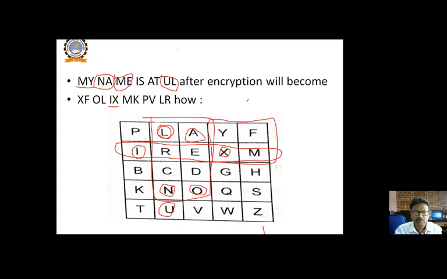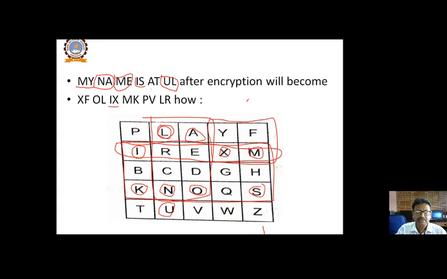Let us take another example. IS. Where is I? I is here. And where is S? S is here. So what we will do? We will frame a rectangle. This rectangle will be like this. So I will be replaced by the same row element but the corner of the rectangle, that is M. And S will be replaced by the same row element but corner element, that is K.